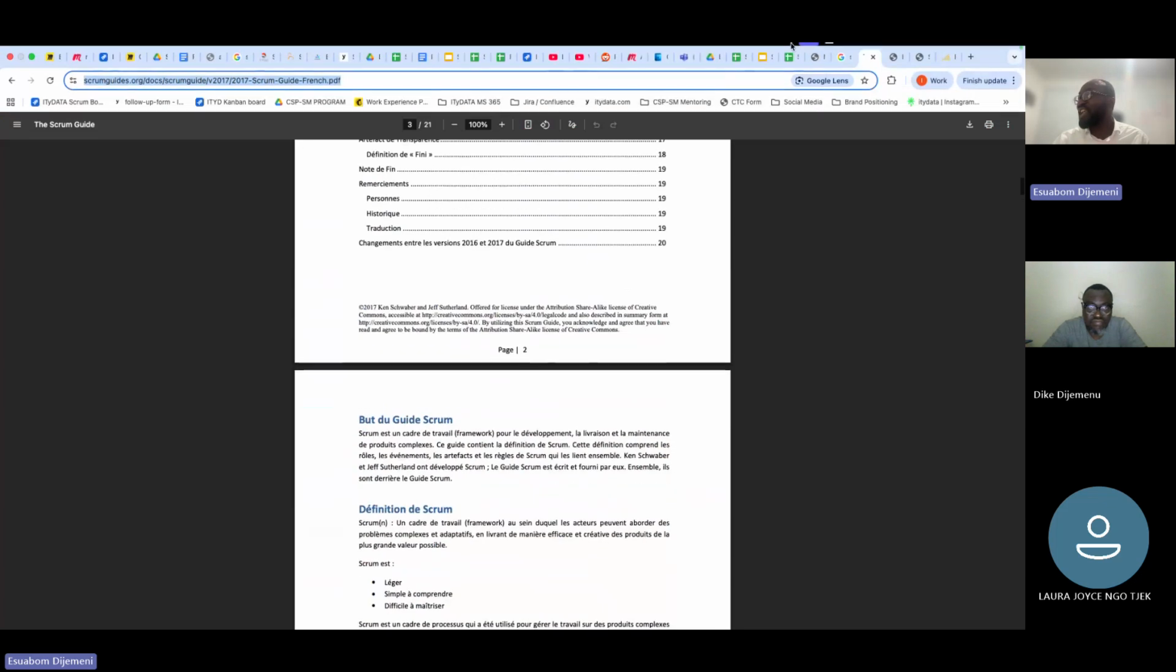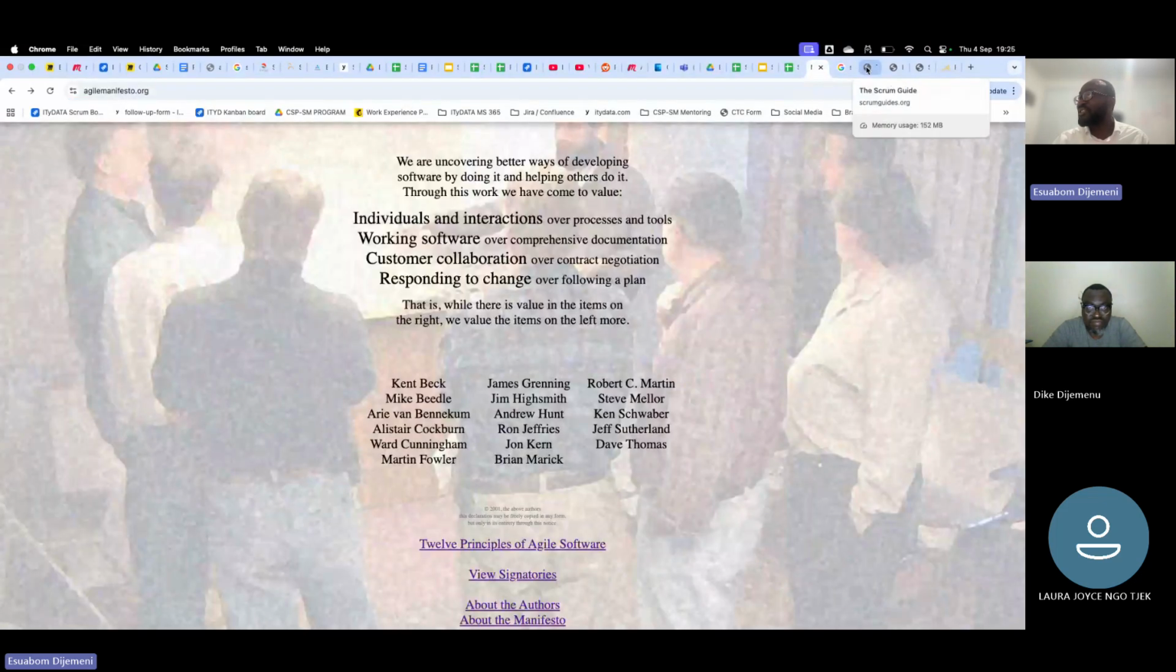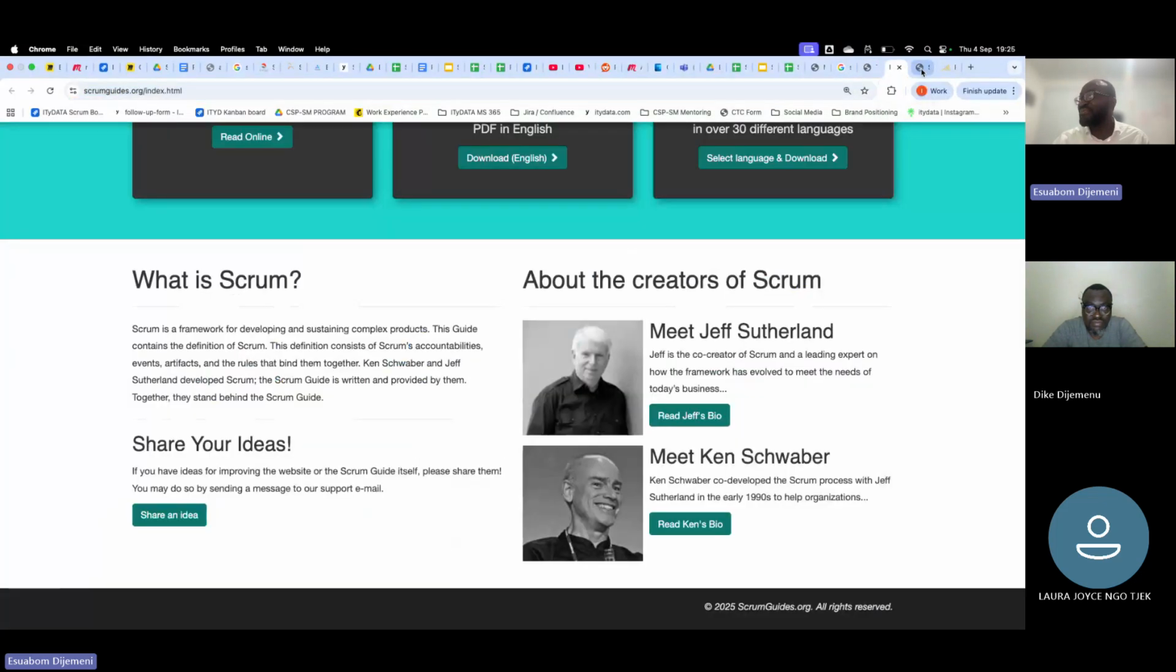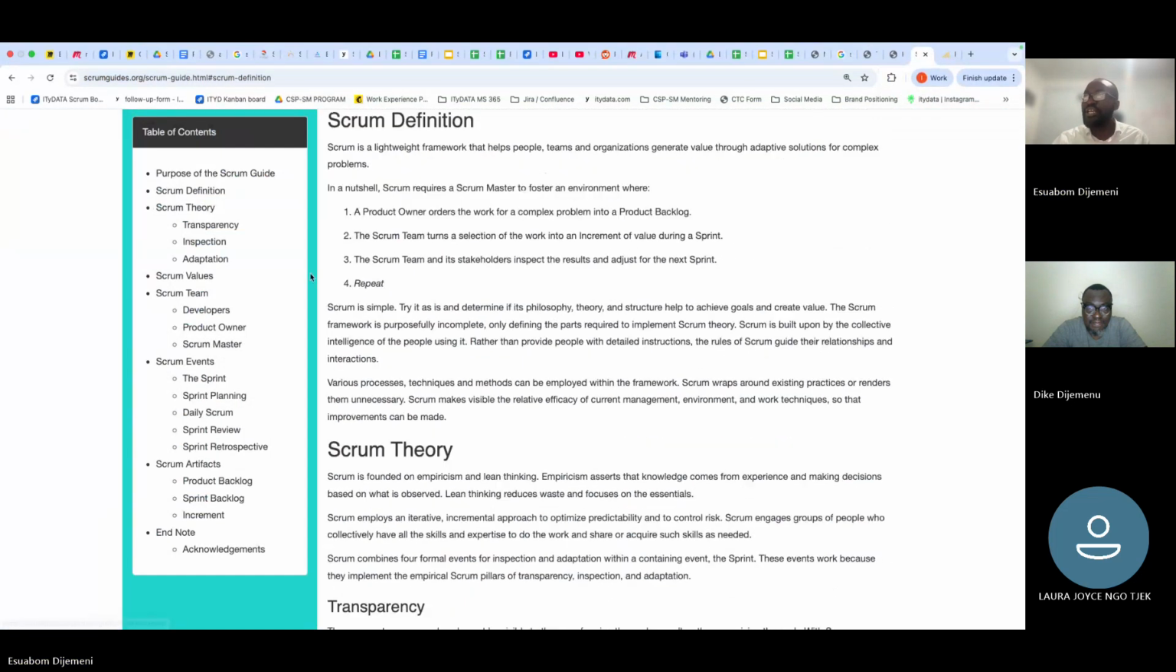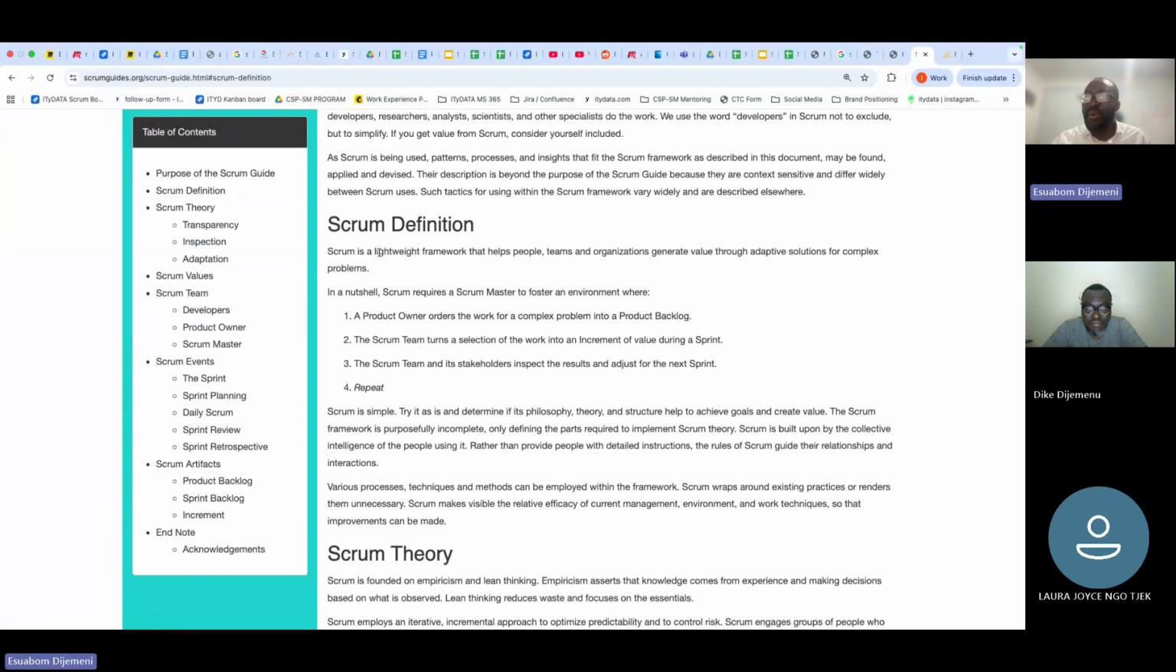This is the French version. I wish we could read this version, but let's look at the English version. What is Scrum? Scrum is a lightweight framework that helps people, teams, or organizations generate value through adaptive solutions for complex problems.